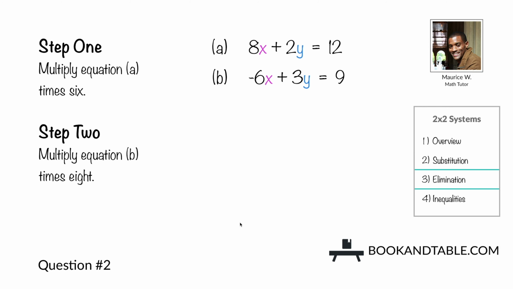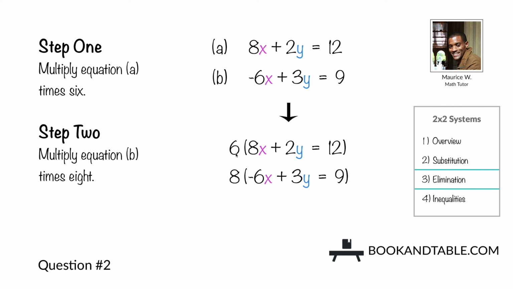Let's now have a look at question number 2. We were given equation A, 8x plus 2y is equal to 12. And equation B, negative 6x plus 3y is equal to 9. Since the y terms do not have equal or equal with opposite signs for coefficients, we'll eliminate x first and solve for y. So we'll want to multiply equation A times 6 so that we get positive 48 for x. And we want to multiply equation B times 8 to give us negative 48x.